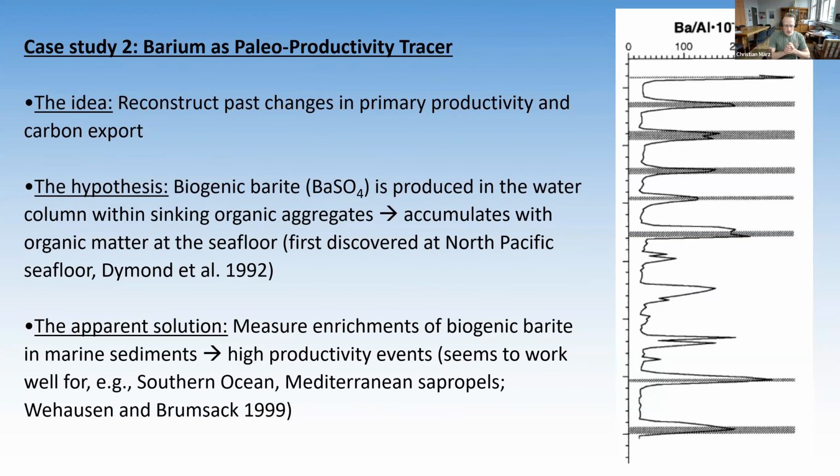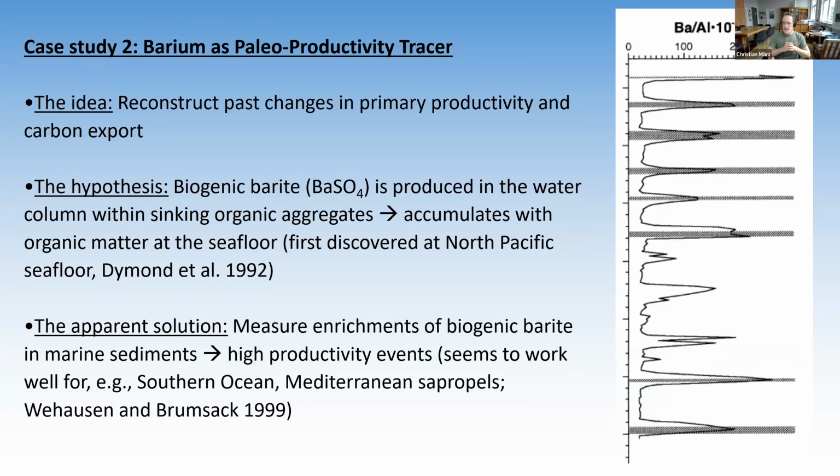Now, case study 2, and I'm going through this quite quickly. This is about barium as a paleoproductivity proxy. The idea is we want to reconstruct primary productivity and carbon export through Earth history. That's a thing that's really essential to understand the carbon cycle and climate. Now, biogenic barite has been found, or is assumed, to be produced in the water column within sinking organic aggregates, and it accumulates with organic matter at the seafloor. The first finding of this was in the North Pacific or Central Pacific.